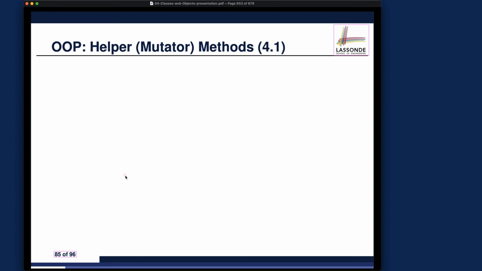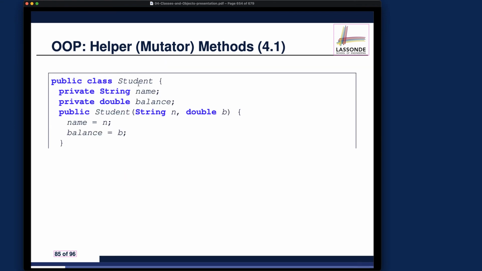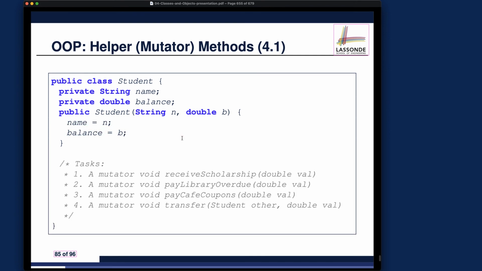Let's now talk about this particular class. We got students. So student got name and also balance. And when we first create the students, we'll initialize their name and balance. And let's say we want to define these mutators over here, right? Let's say we want to receive scholarship, in which case we'll deposit some amount into the students. And we want to pay the library overdue for the students. In that case, you gotta deduce the balance of the students. And also you may want to pay for the cafe coupons. And then you want to deduce some amount.